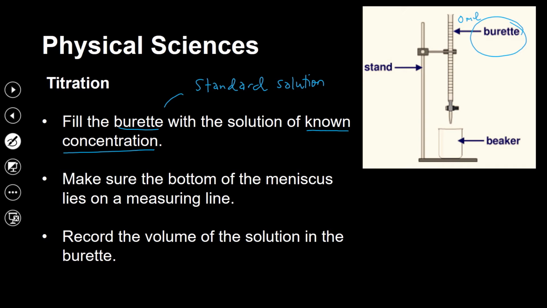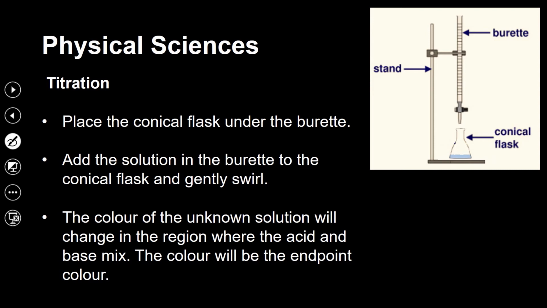And also, very, very important, you need to make sure you read the bottom of the meniscus. The meniscus is that curved part of the liquid surface. So make sure that when you take readings, they're correct. And we also need to keep a record of the volume of solution in the burette, right? We need to place the conical flask directly under the burette so that all the standard solution goes into the conical flask where there is the other substance. Then we add the solution from the burette and swirl gently. The swirling will ensure that at the end of the reaction, all the substances have reacted completely, okay?